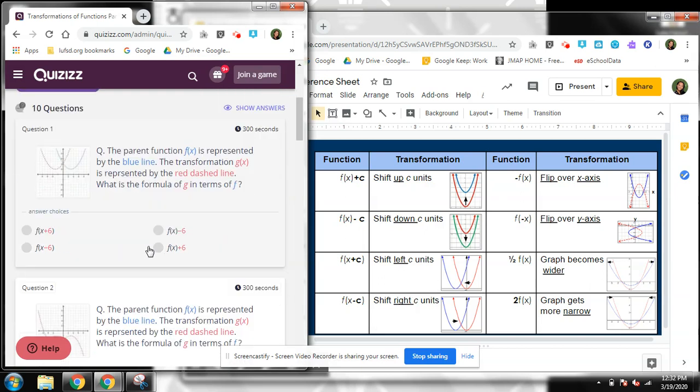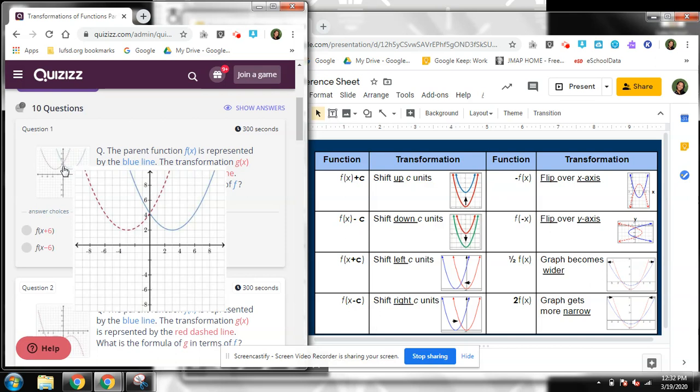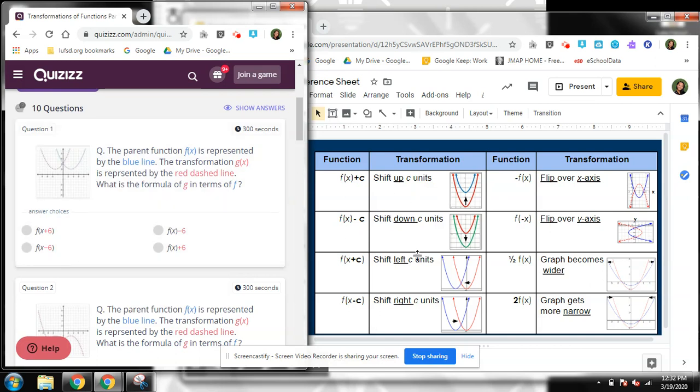So let's look at our first question here. The parent function, f of x, is represented by the blue line, and then we have our red line, which is g of x. We want to know, what does this represent? On our picture, we could see that our parent function, which is blue, is shifting to the left. It's shifting to the left 6 units or 6 boxes. So which one here says shift to the left? Right here. Our equation needs to look like we are adding 6 inside of parentheses. Let me show the answers here. And here, indeed, we are adding 6 inside of parentheses. All right, so hopefully you'll get this as we start moving along.